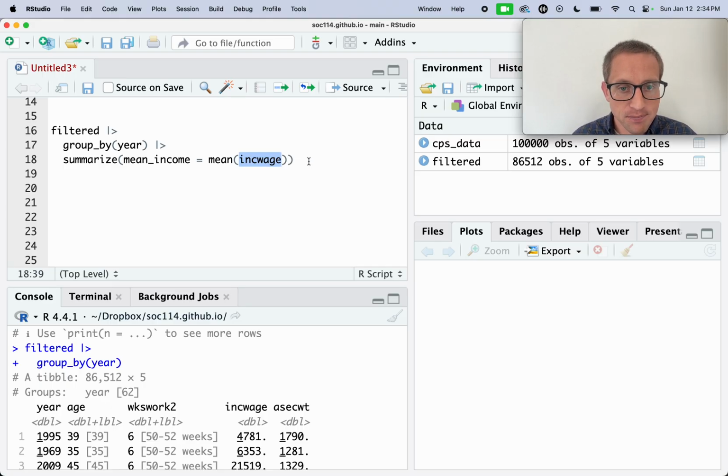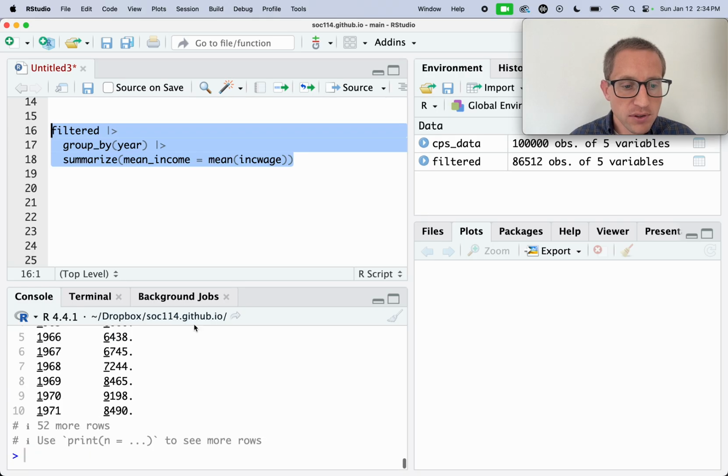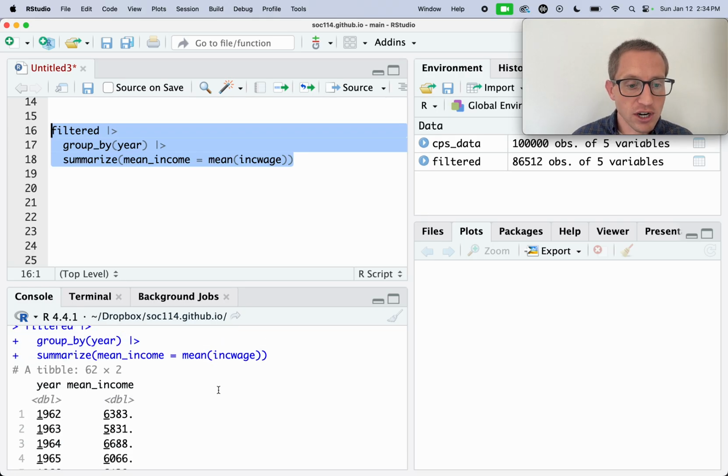a mean value. So when we run all this code, we get a new data frame that has two variables, year and mean income. Where one row previously corresponded to a person, now one row corresponds to a year. So we've taken data on people in years, and we've aggregated that data into data on years, where each row has one summary, mean income.